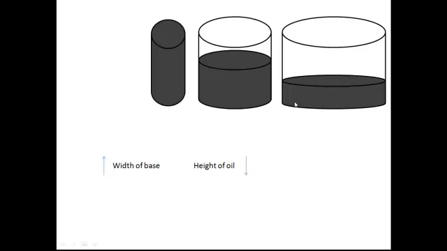Same thing here. If the width of the base is larger, what's happening to the height of the oil? It's getting smaller. It's basically not as large. This is related, but this is what we call an inverse relationship, because as the width is getting larger, the height is essentially doing the opposite of what the width was doing. So they are doing the inverse of each other. So this would be an example of an inverse relationship.